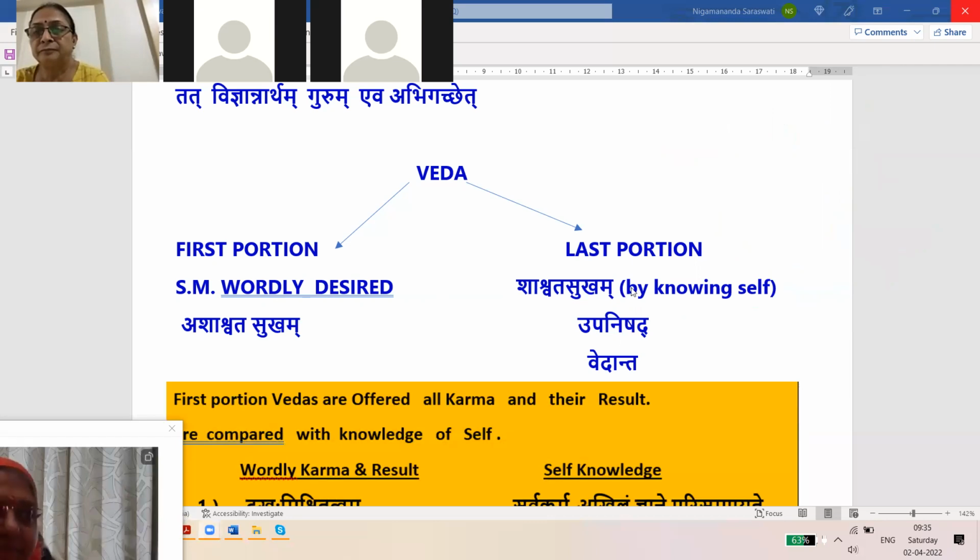From where we need moksha will come in the Gita. In this last portion of the Veda, which is called Upanishad, called Vedanta, or even called Gnana Yoga also.